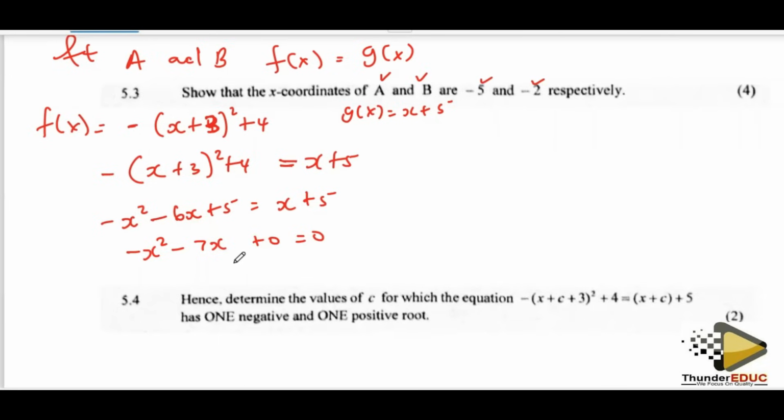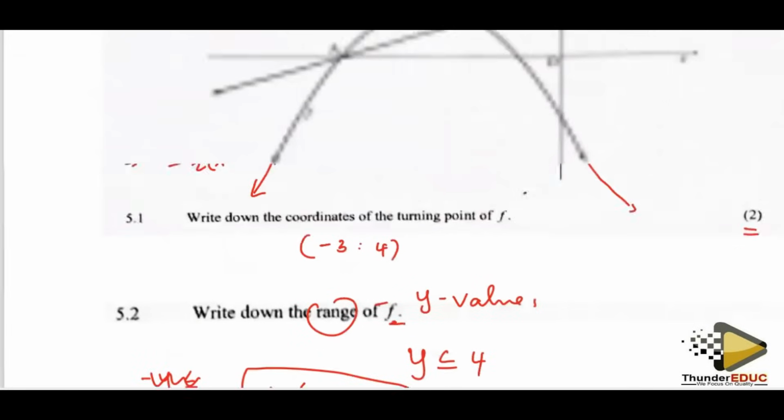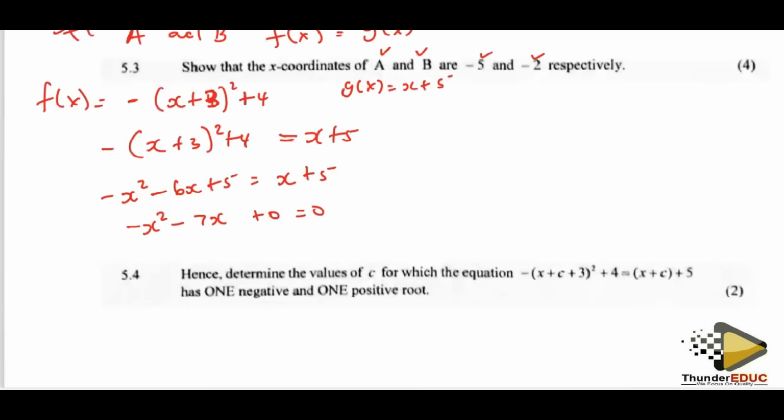Just a moment, what's going on here? Was that a plus 5 or a minus 5? Wait a moment, it was minus 5, my bad. So this is a negative 5, and the 0 disappears. When I move the 5 aside, it will be minus 10. Divide through by the negative, and that's going to be x² + 7x + 10 = 0.